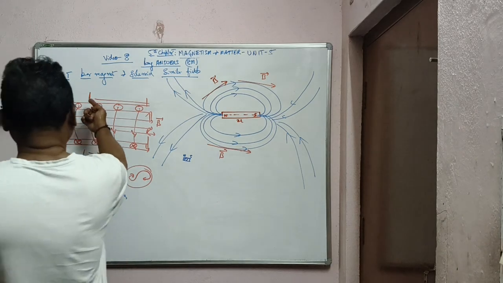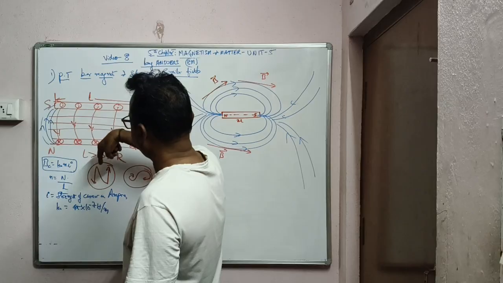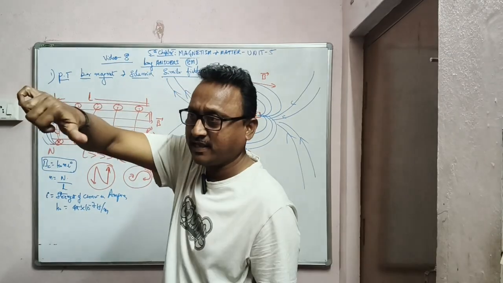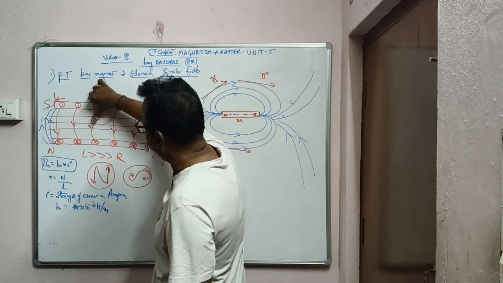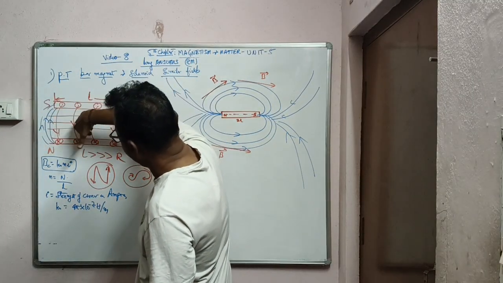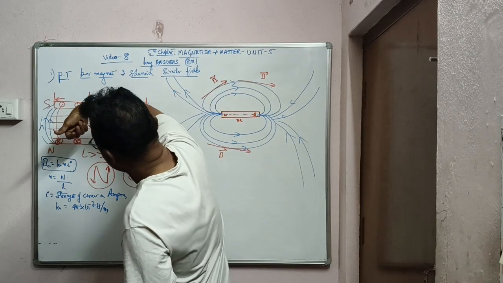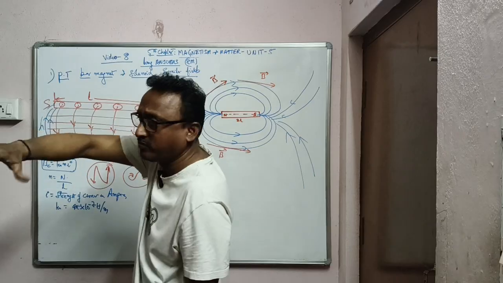And you can see the current direction: outside, inside, outside, inside, outside, inside. And you can apply the right hand thumb rule here for the lines. See, the current is going inside the magnetic field and coming outside. Going inside, you can apply it to find the magnetic field direction.